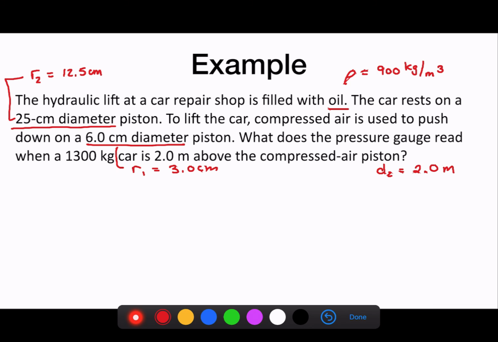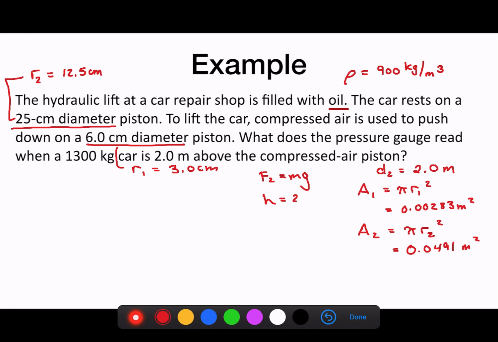So let's first start with calculating our areas. We'll need both of them. So area of piston 1 is pi times R1 squared, which is 0.00283 meters squared. I converted those centimeters to meters first. Area of piston 2, pi R2 squared, is 0.0491 meters squared. And that makes sense because that's the larger of our two pistons. Now the force F2 is just due to the force of the car, so that's mg. And again, our height is 2.0 meters.